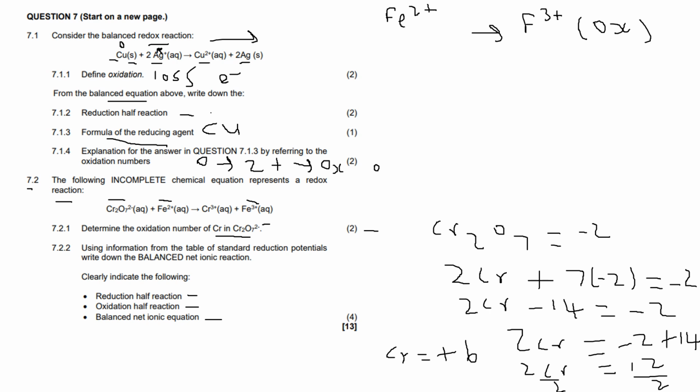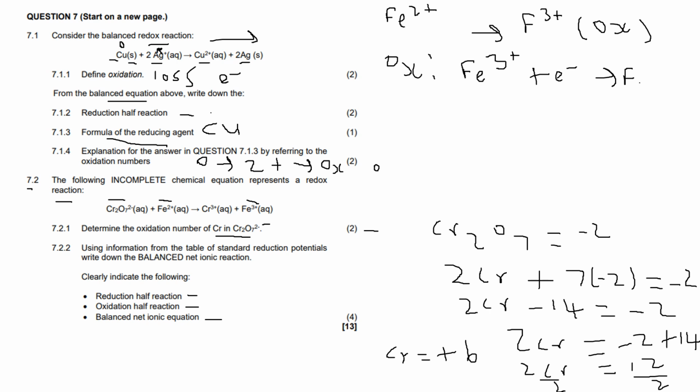So now let's do the oxidation half reaction of Fe. On the table, for Fe, it's given to us like this: Fe3 plus plus e minus forming Fe2 plus. That's on the table now.